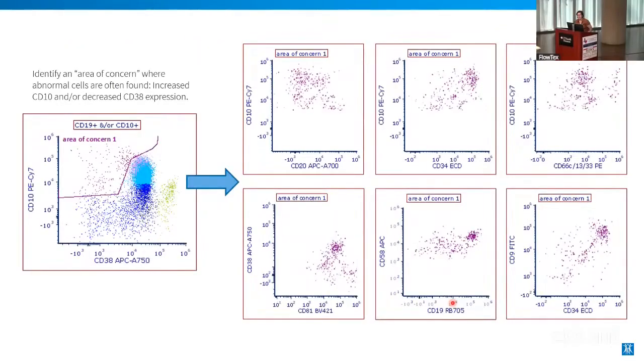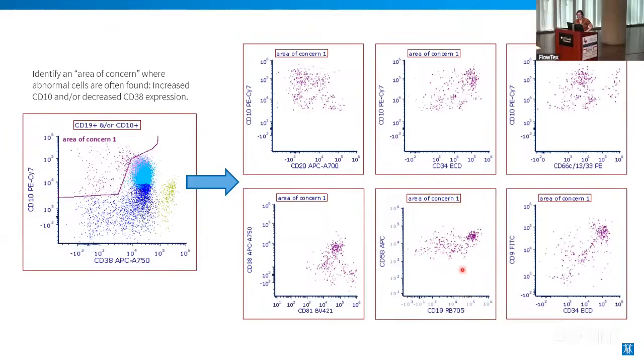So we identify what we call the area of concern, and then we put those into a bunch of 2D plots. And this is what we get. Do you see anything overwhelmingly abnormal? I don't know. You have to sort through it.